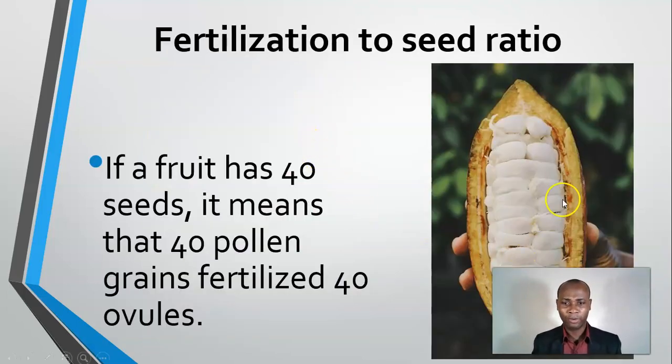That is one thing that you should know. If a fruit has 40 seeds, it means that 40 pollen grains fertilized 40 ovules. So the amount of pollen that falls on the stigma is very important simply because it determines the number of seeds which are going to be formed inside the pod. That is why we have to take pollination very, very seriously.